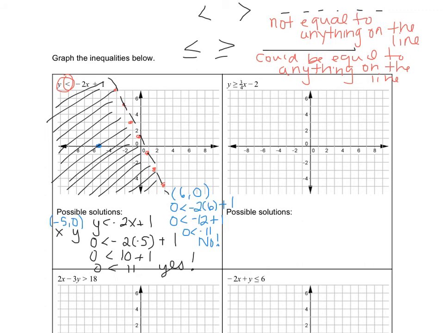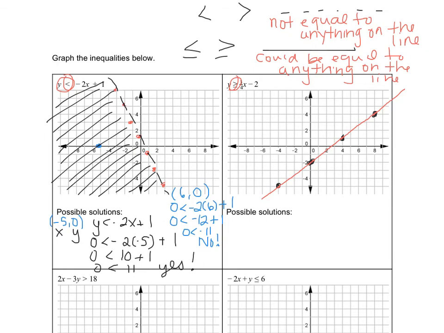Okay, let's try another example. So I've got y is greater than or equal to 3 over 4x minus 2. So I'm going to put a point right here at minus 2. And I go up 3 over 4, up 3 over 4. Go the other way. And since this is a could be equal to, I'm going to make a solid line through these points. Solid means it could be exactly equal to.